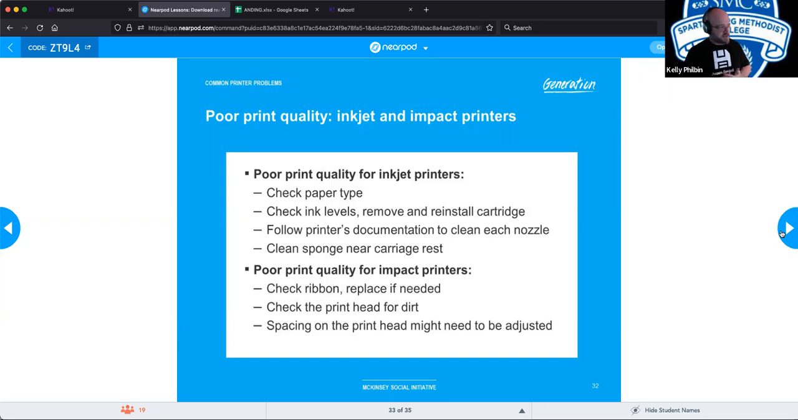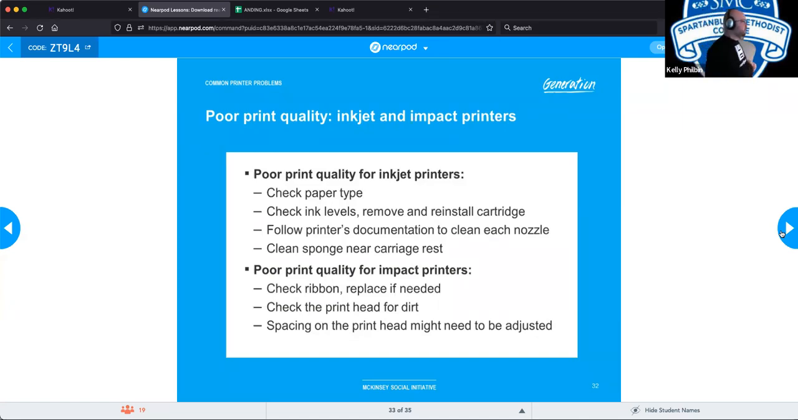Follow the printer's documentation to clean the nozzles and clean the sponge near the carriage rest to make sure it doesn't have a bunch of goop, you know, too much ink and stuff like that over time. You need to clean it off. It gets kind of greasy or slimy. Clean that off, and in the process, it re-moistens the sponge so that it can clean a little better too.